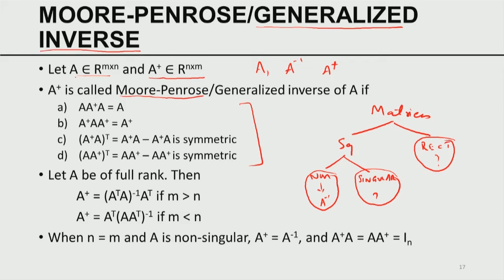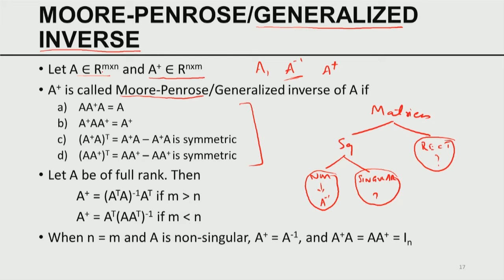It turns out if M is equal to N, and A is non-singular, all these reduce to the definition of A inverse we already know. Therefore, this notion of a generalized inverse includes the ordinary inverse as a special case.